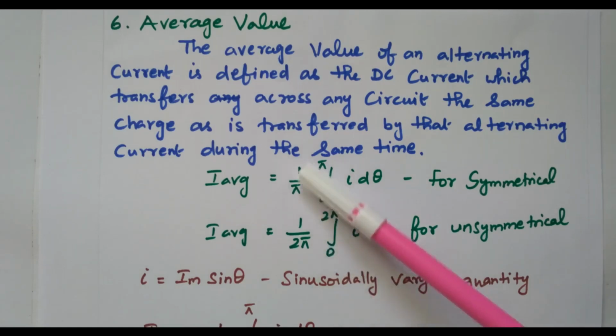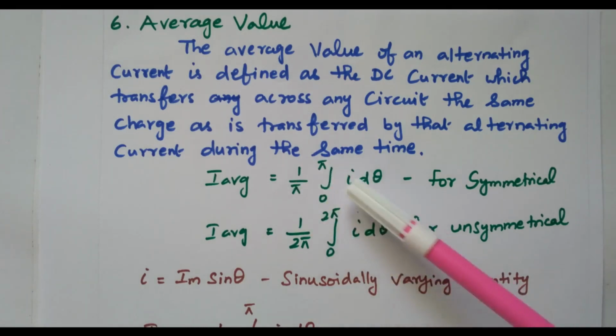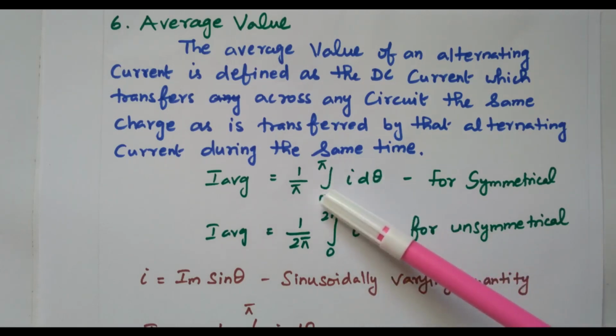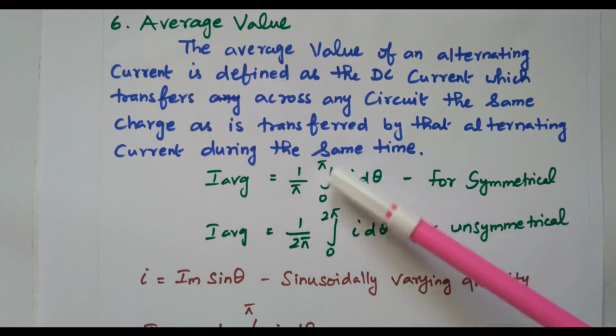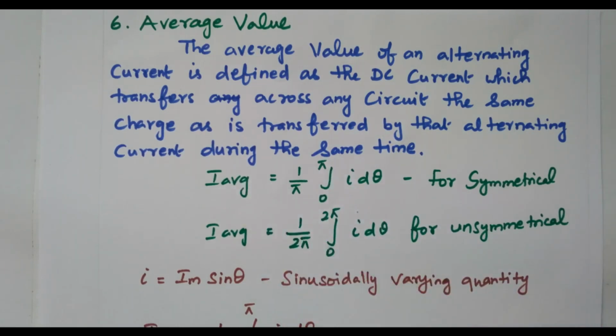So we will take 1 by pi up to 180 degrees. The limit is also 0 to pi, I into d theta. This is nothing but taking the average from 0 to pi; each and every value we integrate so that we will get the average. In general, average means I1 plus I2 plus I3 up to In divided by n. Like that, here we are doing integration so that we will get the average value.